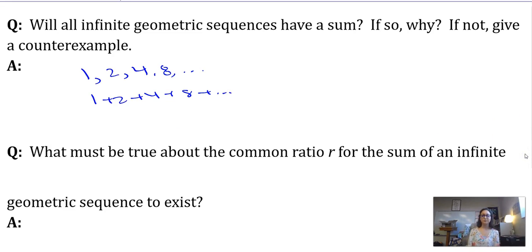So with that in mind, what do you think has to be true about the common ratio r for the sum of an infinite geometric sequence to exist? Well, r needs to be smaller than 1, but it can also be negative. So here's what we say. We say that the absolute value of r needs to be less than 1. In other words, my common ratio needs to be between -1 and 1. And if that's true, then my infinite geometric series does converge.